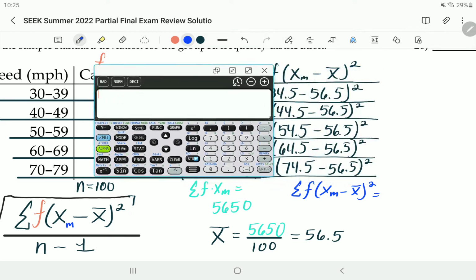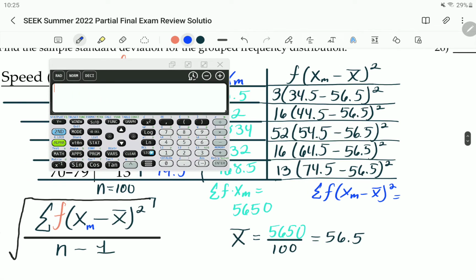So this is how we're going to do it. And be careful how you plug it in your calculator. Plug it in the way you see it. 3 times (34.5 minus 56.5). Close that up, square. Matter of fact, let's hit delete, hit equals. Then you're going to add that with, follow the same pattern. I'm going to hit second and enter. And I'm just going to edit it. This is supposed to be 44.5. And our frequency is now 16.